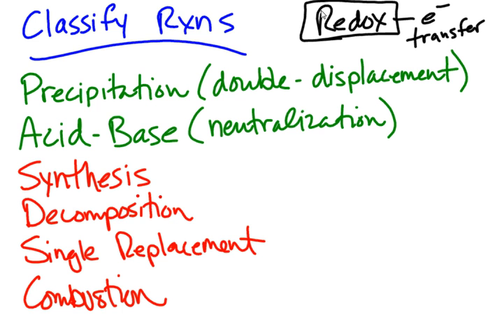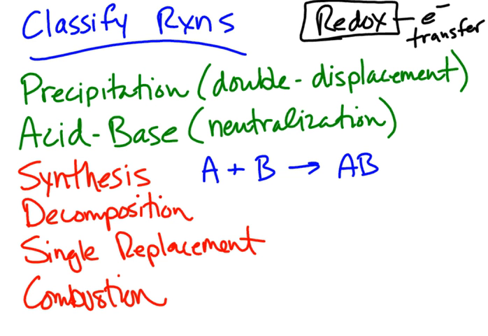Now, the last four reactions are redox reactions, meaning electron transfers are in place, and they're pretty straightforward. We have a synthesis reaction. If I was to draw an example, it would be something as simple as having more than one reactant, but only one product. That's the easiest way to look at it. So if I have A with B, it'll react to form AB.